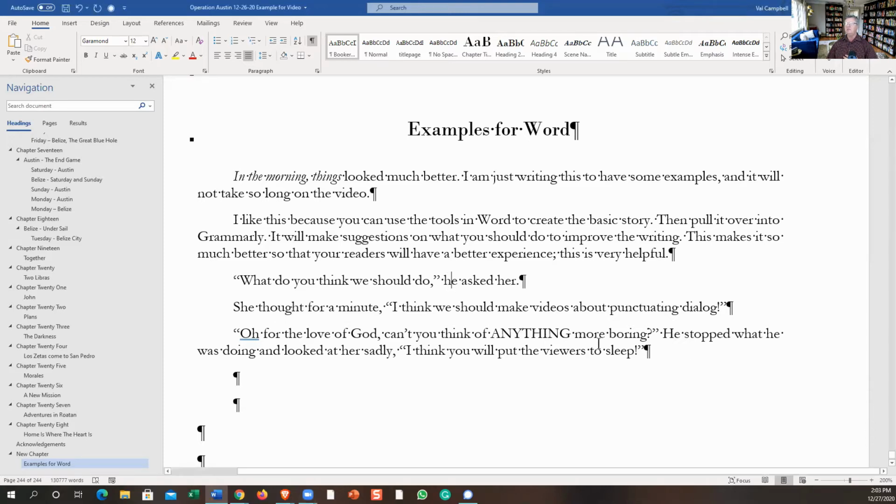Right here, this lowercase doesn't quite look right to me. It probably would be okay, but I'm going to change it. "What do you think we should do?" This is a question mark, right? Question mark, close quotation. He asked her, right? She thought for a minute, comma. It's a good idea to put a comma when you're introducing dialogue, okay? Comma. "I think we should make videos about punctuating dialogue."